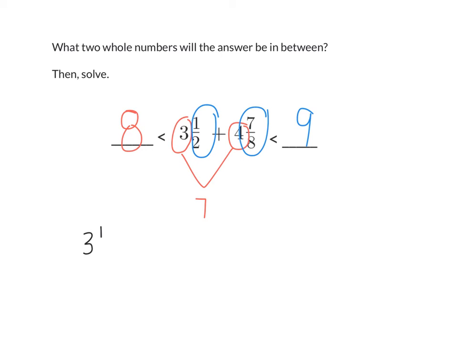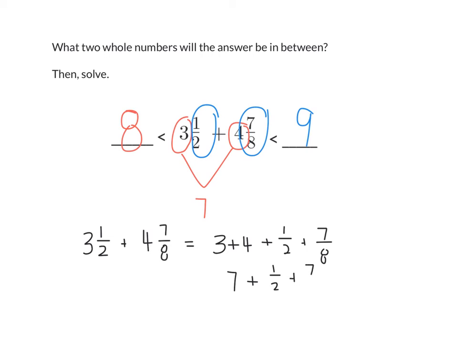So again, we have 3 and 1/2 plus 4 and 7/8. Let's use the commutative property. This is equal to 3 plus 4 plus 1/2 plus 7/8. We know that 3 plus 4 is 7, so it's going to be 7 plus 1/2 plus 7/8. Now, do we have like units? We have halves and eighths. What's the least common denominator? Is it 2 times 8 equals 16? No. What is it, you guys? 8. Good. 1/2 equals how many eighths? 4/8. So I can rewrite this as 7 plus 4/8 plus 7/8.